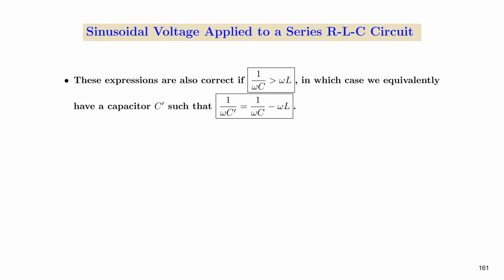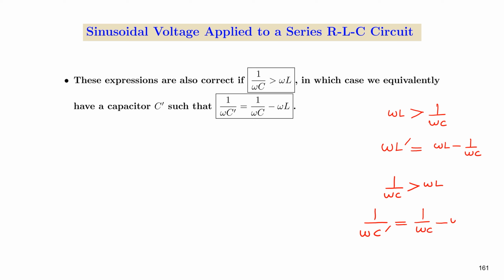The previous expressions were derived for the case omega L greater than 1 by omega C, where the circuit behaves like an equivalent inductor having inductance L dash, equal to omega L minus 1 by omega C. But these expressions are also correct if 1 by omega C is greater than omega L, where the circuit behaves like an equivalent capacitance C dash, so that omega C dash equals 1 by omega C minus omega L.